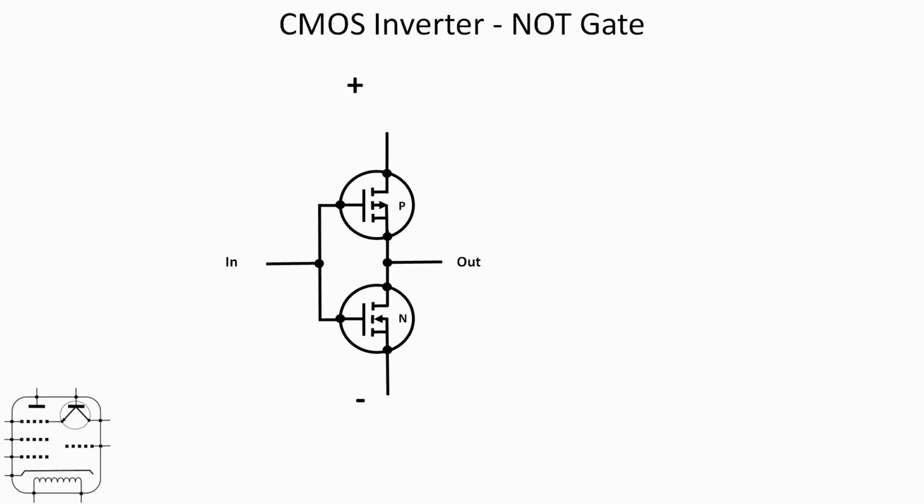The circuit then is incredibly simple, simply two MOSFETs, P at the top, N at the bottom, in on the left, out on the right, and we've got supply at the top, ground at the bottom. And the way the circuit works, again, is incredibly straightforward. If we take the input high, that will turn on the N-channel MOSFET, effectively connecting the output to ground, so that will be low. If we take the input low, that'll switch off the N-channel, but it'll turn on the P-channel, effectively connecting the output to positive.